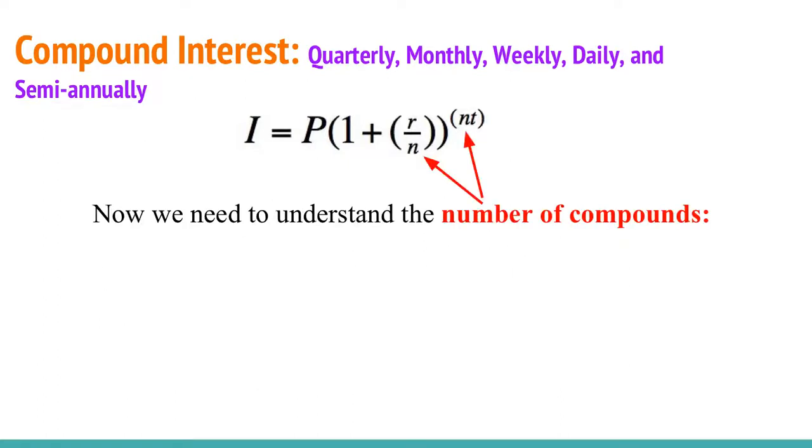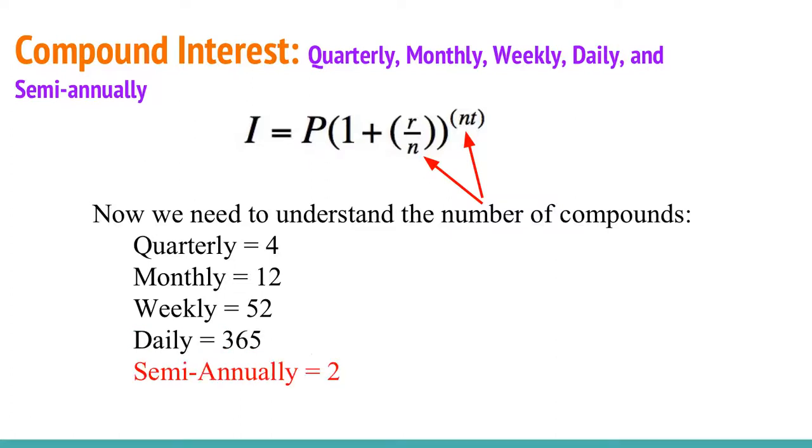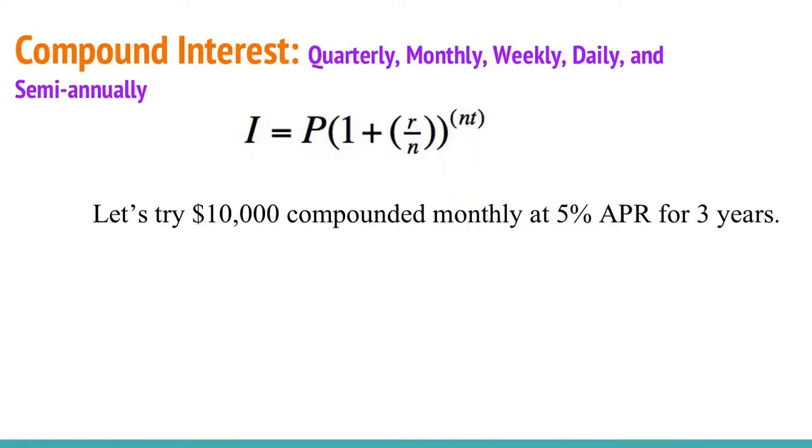So we need to understand the N, the number of compounds. The number of compounds could be quarterly, which means it's 4 times a year because there are 4 quarters. It could be monthly for 12. Weekly, there are 52 weeks per year, so we use 52. We use 365 when compounding daily, meaning I'm going to recalculate my money value every day, and that would be with 365. And then semi-annually is 2, meaning twice per year. Those are the terms you need to understand and the numbers you need to substitute for them.